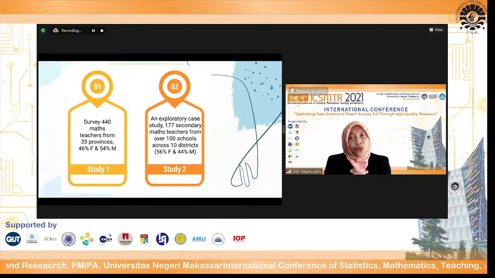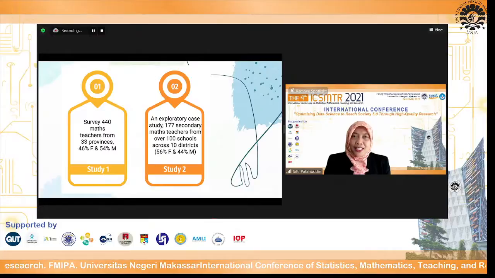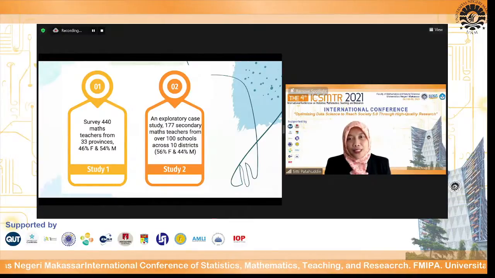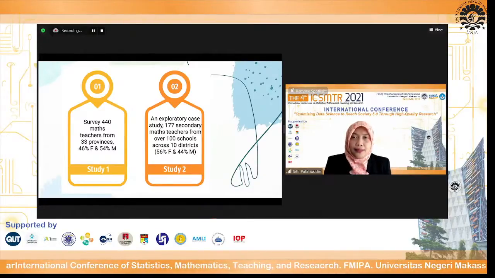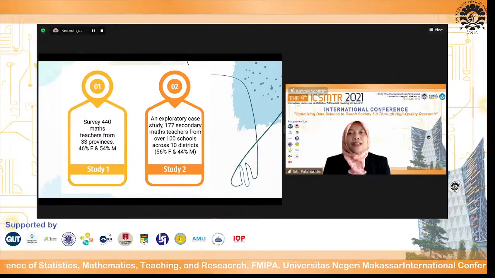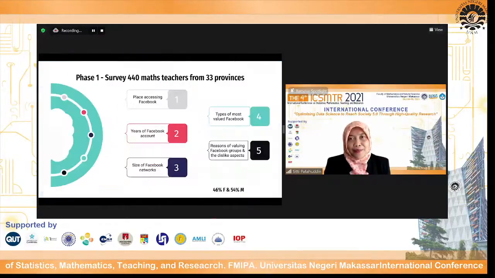Pertama, saya melakukan studi survei, ya. Surveinya sebenarnya dijawab oleh sekitar 1.000 partisipan, tetapi untuk presentasi ini saya fokus kepada 444 guru dari 33 provinsi di Indonesia. Fase kedua itu adalah mengeksplorasi, it was a case study, yang partisipannya sebanyak 177 guru SMP dari lebih 100 sekolah di 10 kabupaten di NTB.